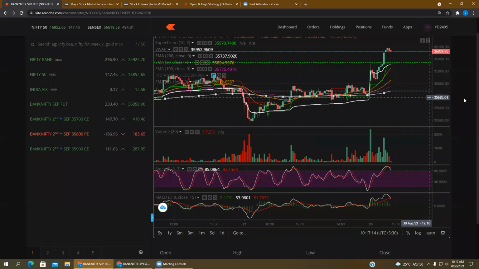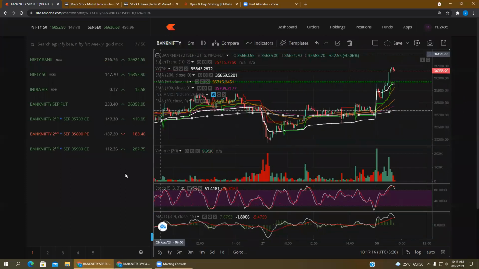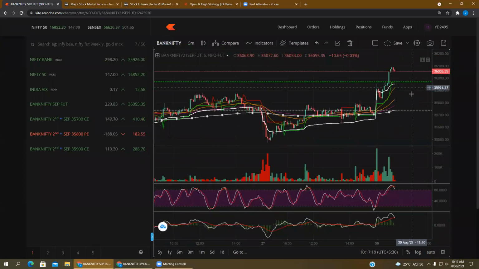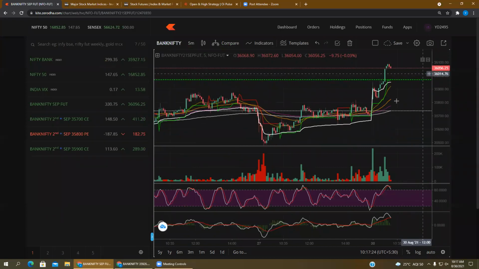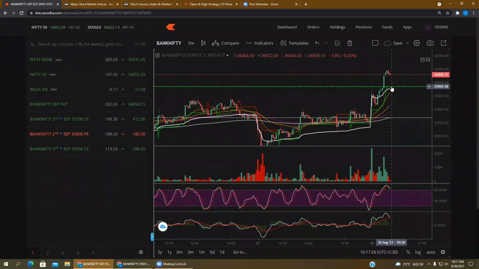So what it does is, it gives you a boundary, that this is your boundary. And if it's between this price, then you try to trade smaller quantities. And if it's out of the boundary, then go big.